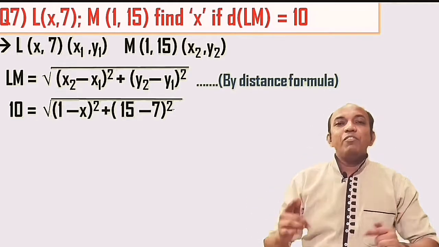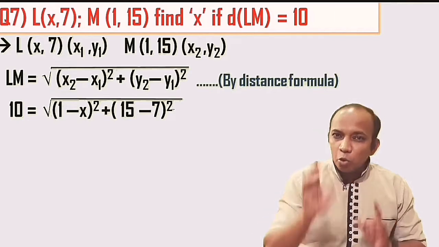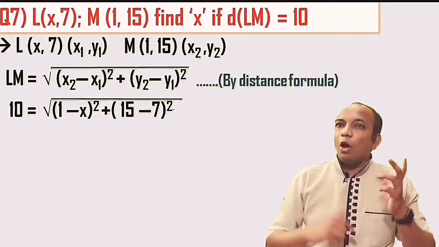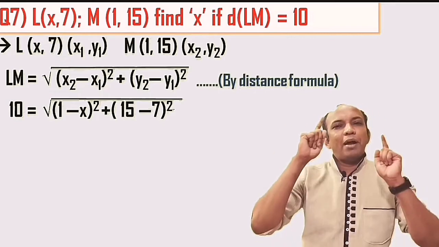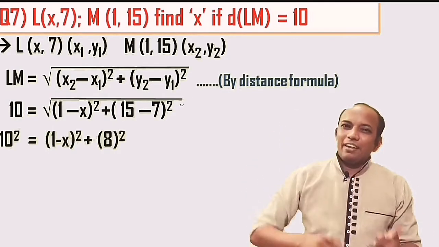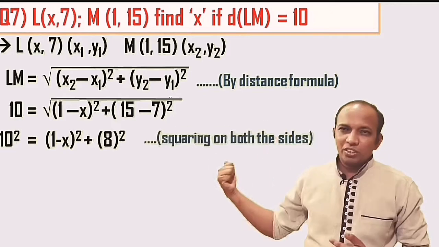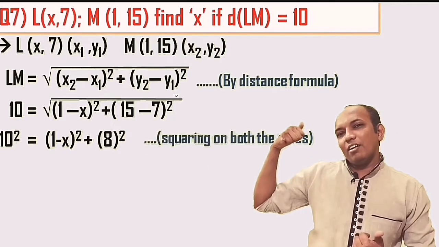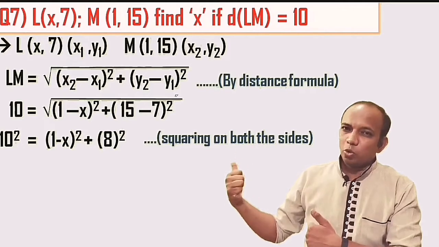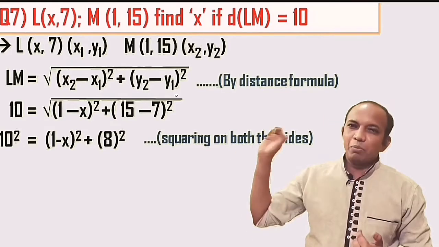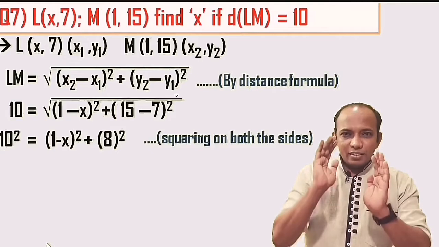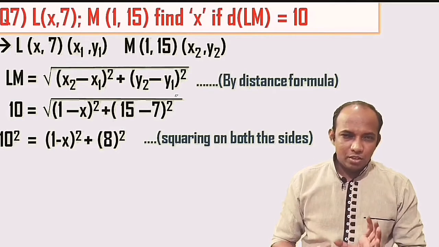But before that, we will get rid of the root sign which is on the RHS of the equation, right? How to get rid of it? Of course, by doing squaring on both the side. The moment you do the squaring on both the side, that 10 will be written as 10 square, the way you are looking on the screen, right? And we get 1 minus x the whole square plus 8 the whole square. From where we got the 8? Of course, 15 minus 7. After that, for the bracket, we will operate it at last.